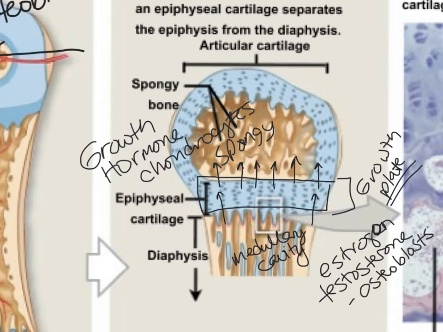So our chondrocytes are dividing, the new cells are making the bone longer, the osteoblasts are coming up along behind them. Growth hormone makes those chondrocytes go faster. Estrogen and testosterone make the osteoblasts go faster. And eventually, at the end of puberty, the osteoblasts catch up to the chondrocytes, and that's the end of the growth plate. When the osteoblasts catch those chondrocytes, that's the end of the growth plate.